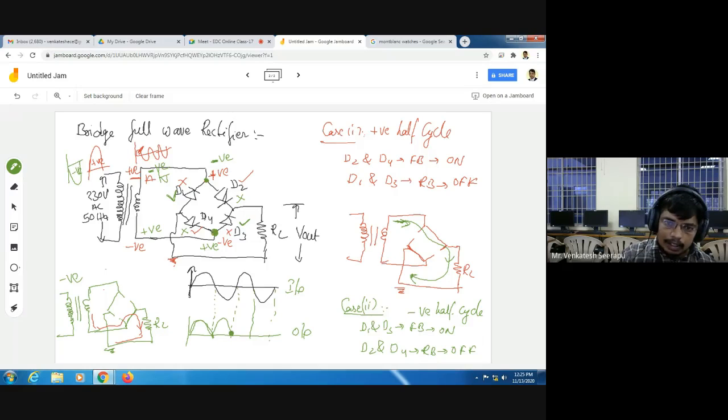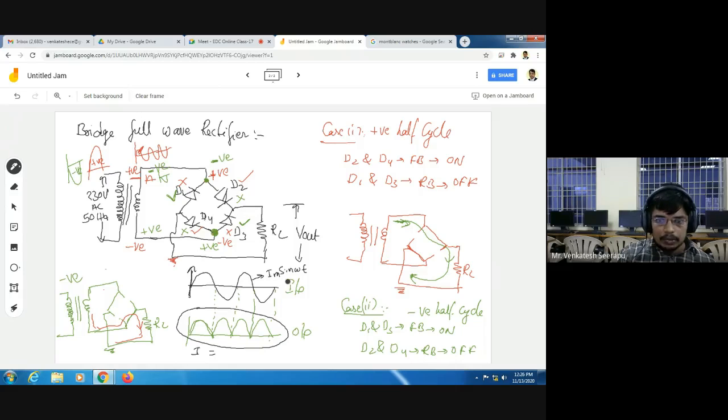Similarly, when I am applying a negative half cycle, again I will get a waveform like this. Now tell me the current equation of this waveform. This is the output waveform. Now tell me the current equation of this output waveform. The equation for this waveform is, let us consider maximum value or peak value Im, so the equation is Im sin omega t.